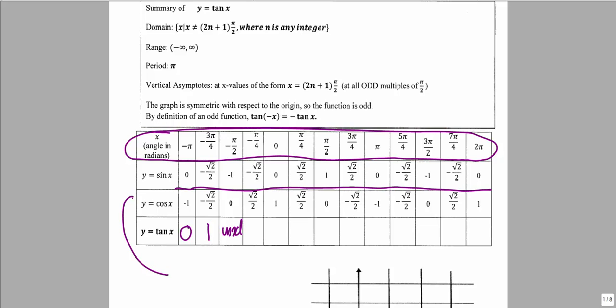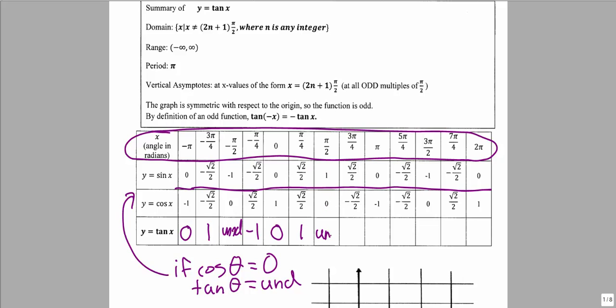So notice that everywhere that cosine is 0, if cosine of the angle is 0, then tangent of that angle will be undefined, because we're dividing by cosine. And anytime I divide by 0, we get undefined. Here we're going to get negative 1, 0, 1. Cosine is 0, so we get undefined. Negative 1, 0, positive 1, undefined, negative 1, and 0.